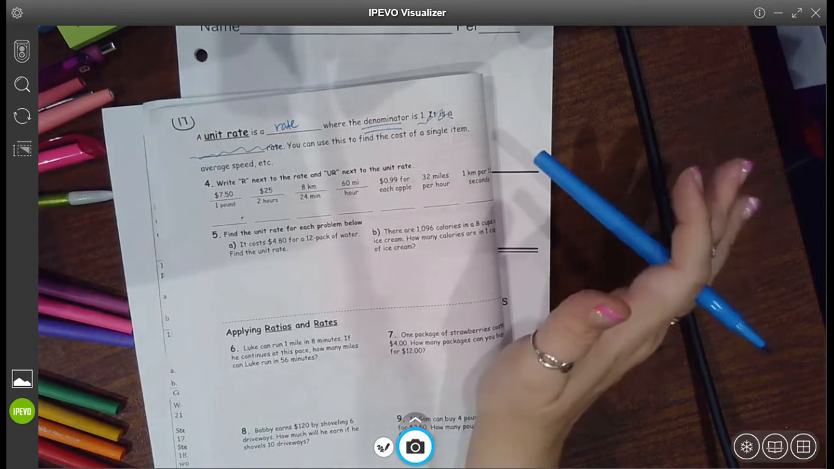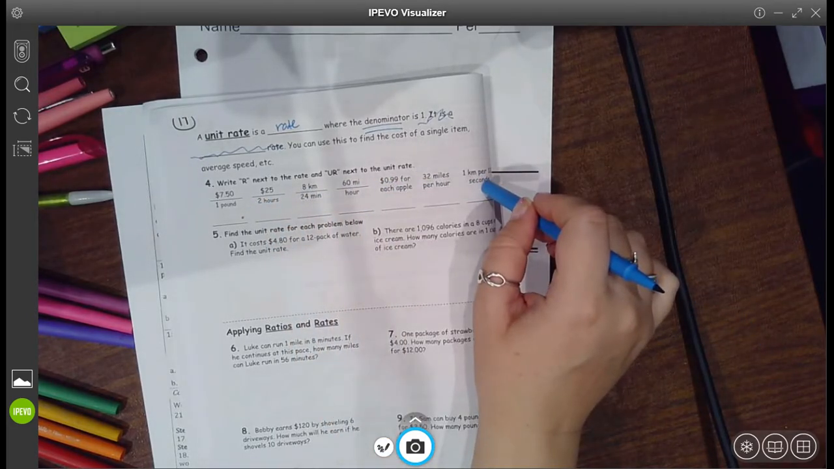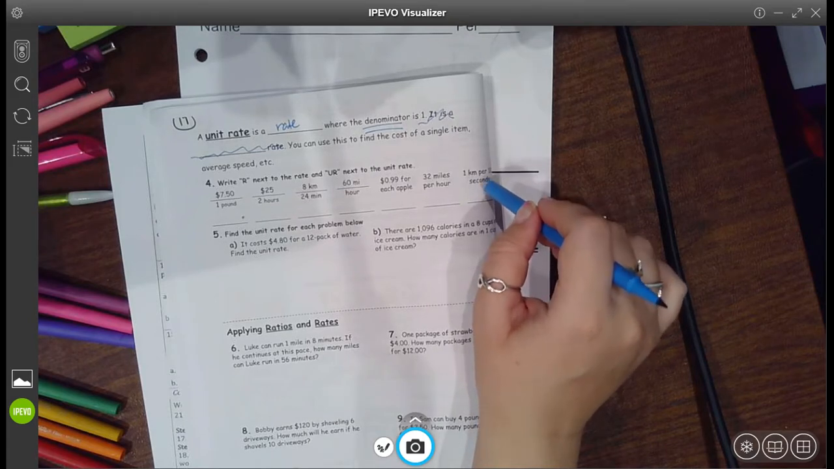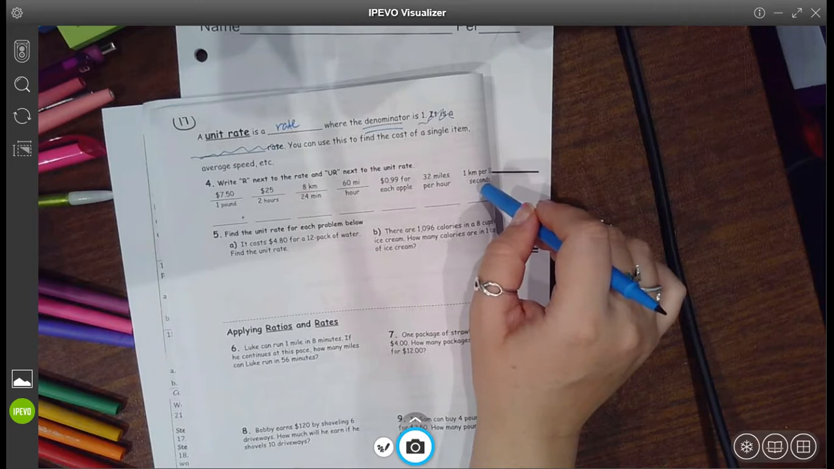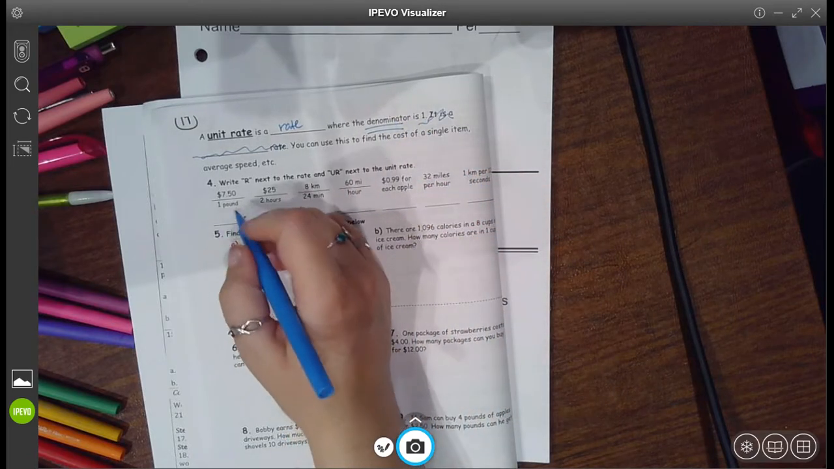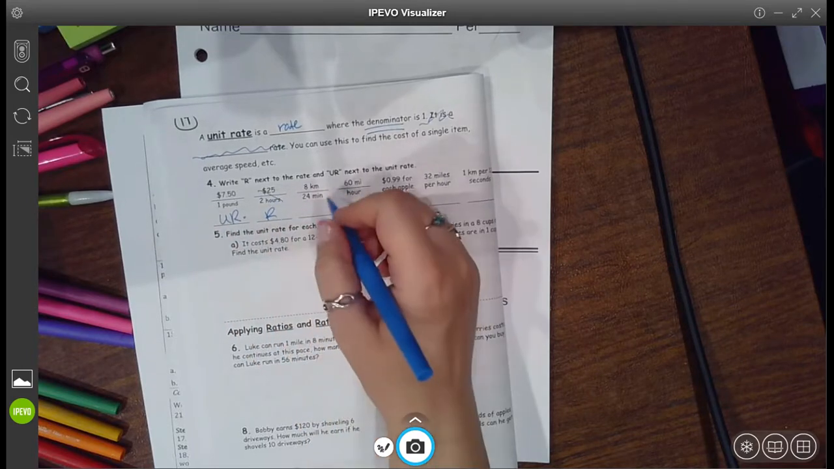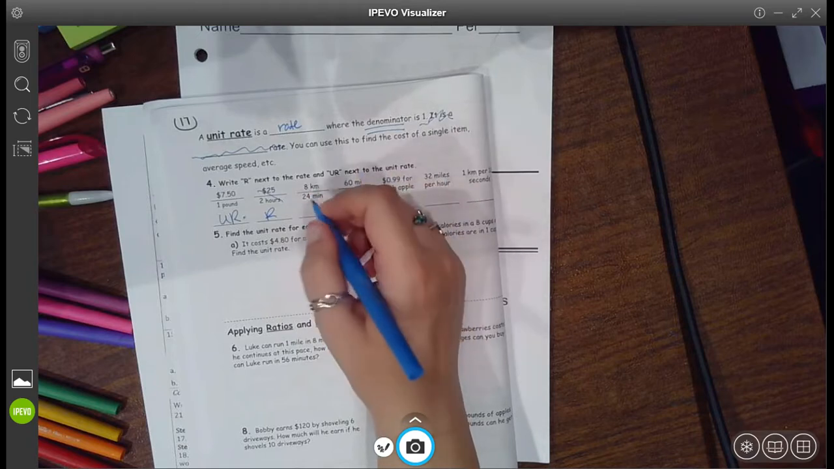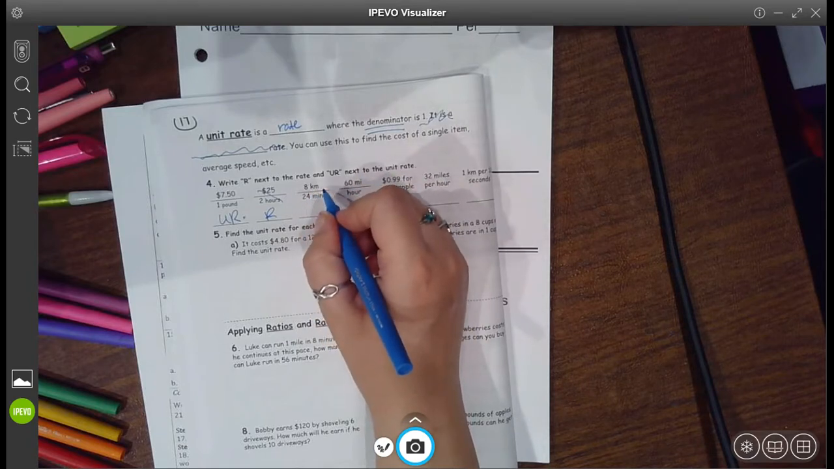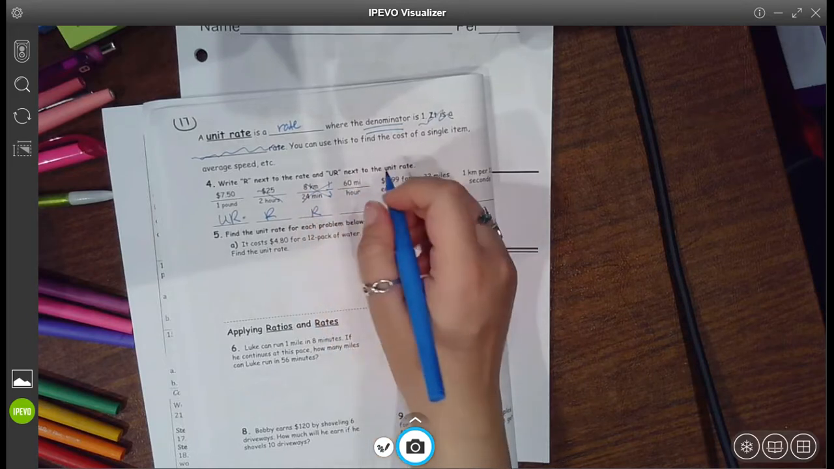So for instance, let's try to identify which ones of these are just rates and which ones are unit rates. Well, what did we say makes a unit rate? The fact that the denominator is 1. So let's look at the denominators. Okay, that has a denominator of 1. No, that's just a rate. Well, okay, let's reduce it. Even if this was reduced, you still have 1 over 3. So nope, still just a rate.